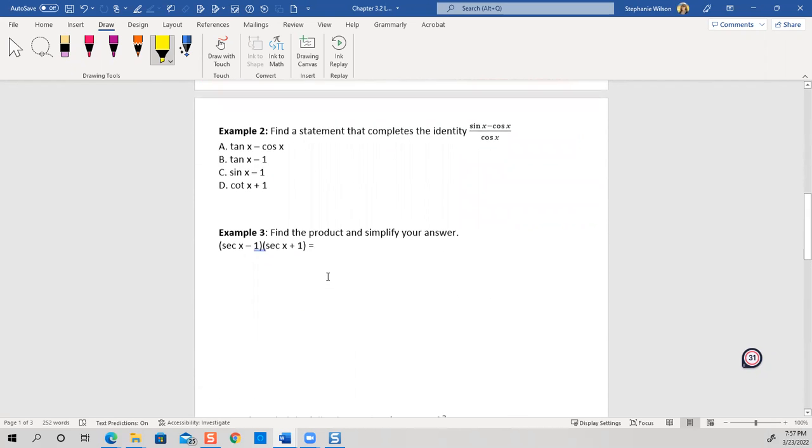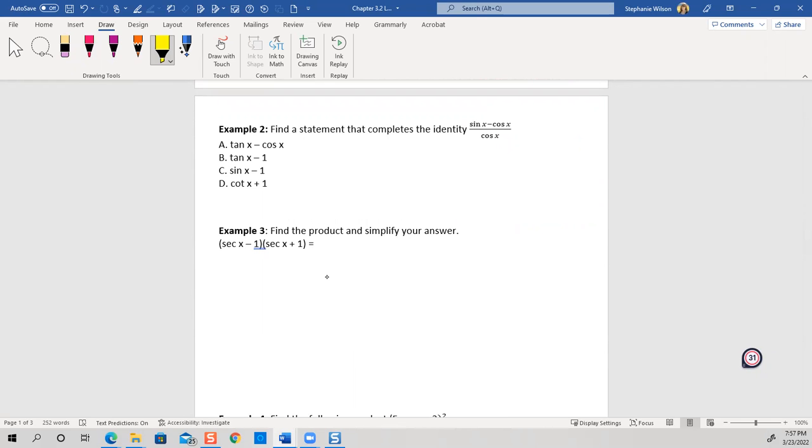Our next one: find a statement that completes the identity. So we have sine x minus cosine x, all divided by cosine x. I can rewrite it as sine x over cosine x minus cosine x over cosine x. Sine x over cosine x, we know, is tangent x, and cosine divided by cosine is 1. And what do we get? We get B. Our answer is B.